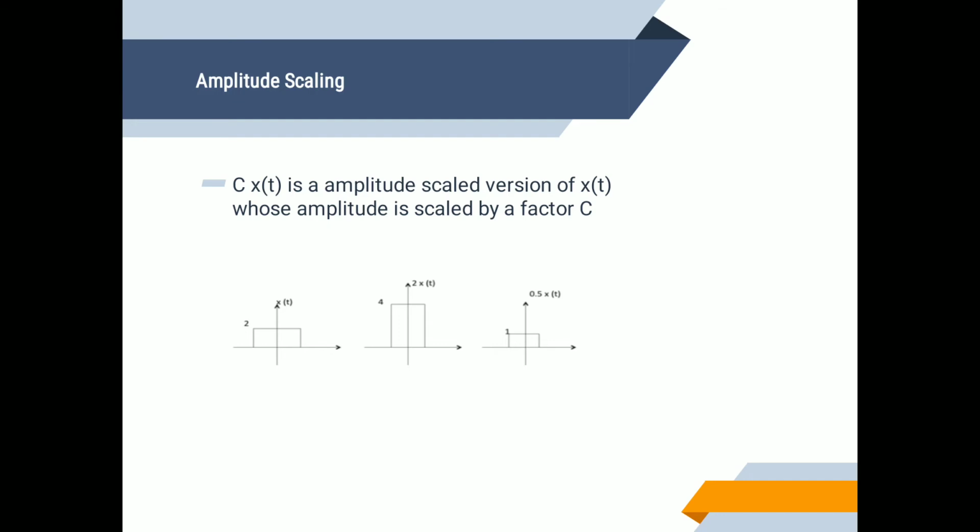Amplitude scaling. y(t) equal to c x(t) is the amplitude scaled version of x(t), whose amplitude is scaled by a factor c. The amplitude scaling of a continuous time signal x(t) can be represented by y(t) equal to c x(t), where c is a constant. The amplitude of y(t) at any instant is equal to c times the amplitude of x(t) at that instant, but the shape of y(t) is the same as the shape of x(t).